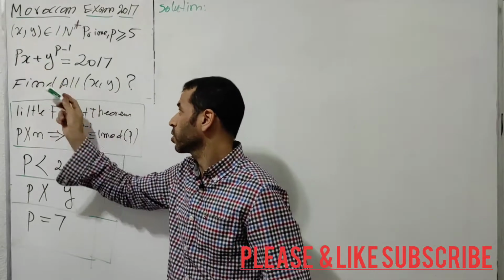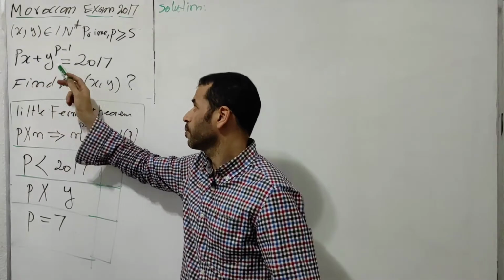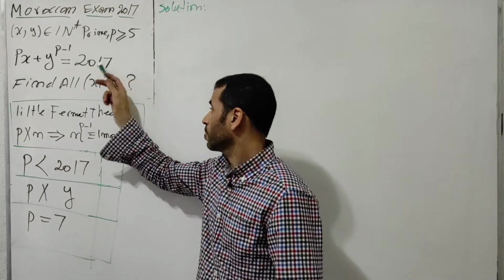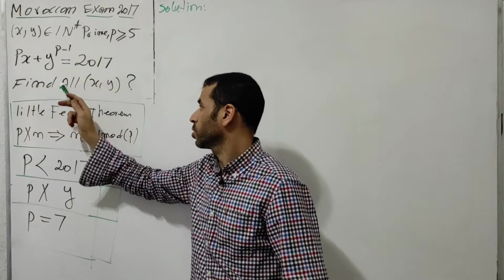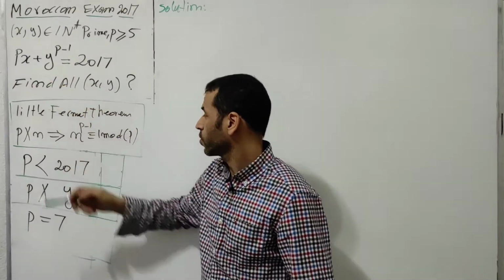We have the following equation: p multiplied by x plus y to the p minus 1 equals 2017. Okay, 2017 is a prime. Our goal is to solve this equation, to find x and y as the solutions of this equation.